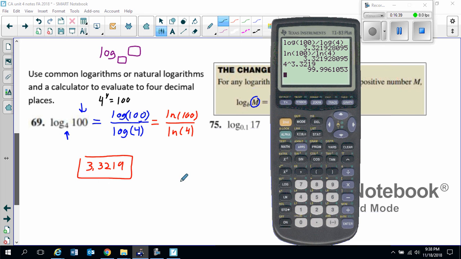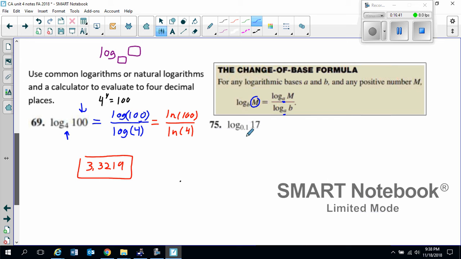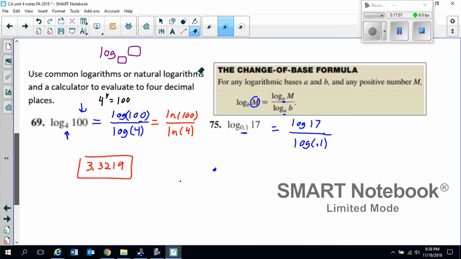So we got the last one. Yeah, your base can be a decimal, it just can't be negative, okay? And so we're going to go ahead and convert this. Whichever one you want to use, log, natural log, whatever. So log of 17 over log of 0.1. We'll go ahead and put that in the calculator, but let's remember what they're asking. They're asking us basically, 0.1 as a fraction is 1/10, right? So they're asking us basically 1/10 to what power would give you 17.